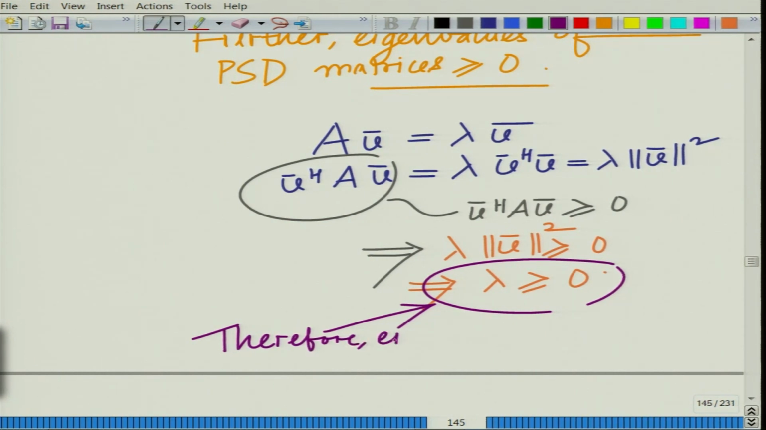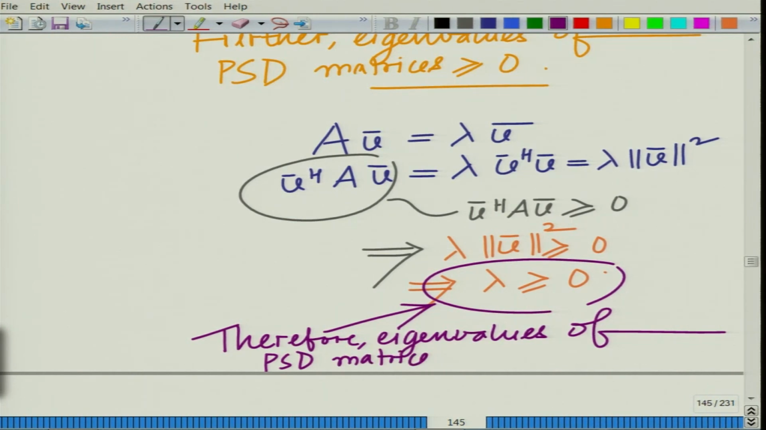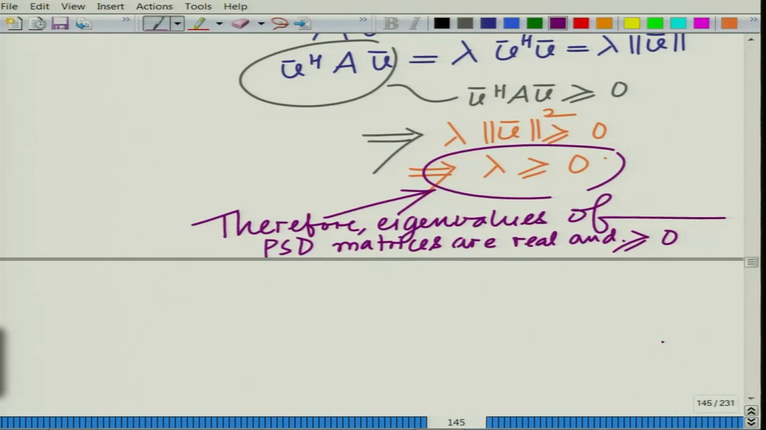Therefore, this is a very interesting property put together. Eigenvalues of PSD matrices are real and greater than or equal to 0. That is, these eigenvalues are non-negative. The eigenvalues of PSD matrices are essentially non-negative.